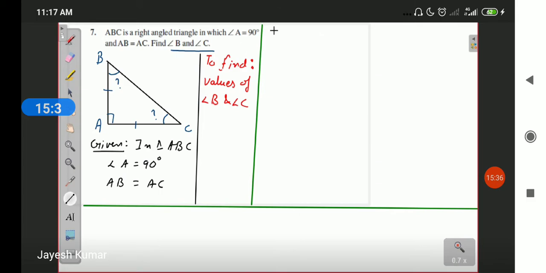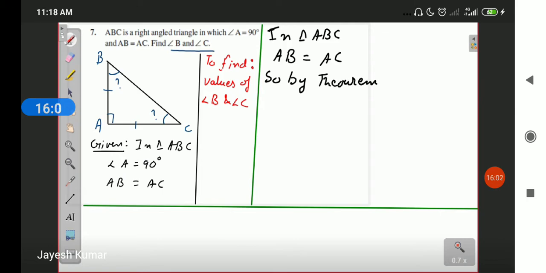See, in triangle ABC, the sum of all the interior angles is 180 degrees. Okay, we will come to that. But first of all, let us see, since AB and AC are of equal length, by theorem 7.2, we can say that the angles opposite to them are also equal. That means angle B and angle C are also equal. Let them both be equal to x.